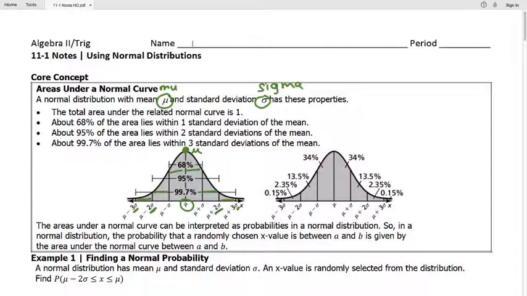We can interpret the area under the curve as probabilities in a normal distribution. So if we're looking for a specific x value and we want to know the probability that it is between a lower bound and an upper bound, a and b, then we can use the area under the curve to find that probability. That's what we're going to do today.